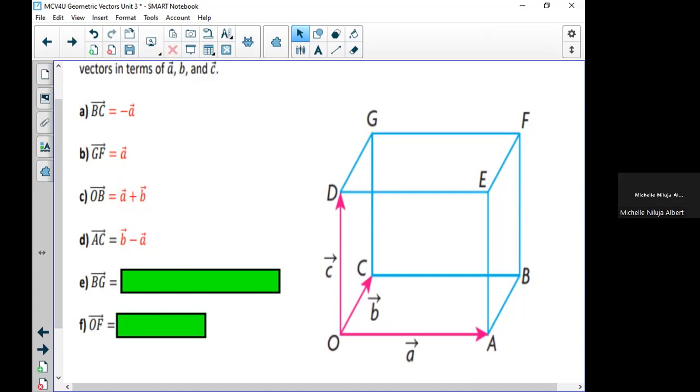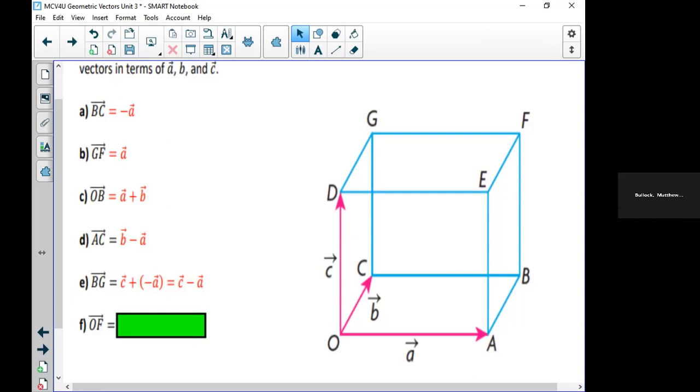Does anyone want to try? The next one is going to have 3 vectors. BG. I think 3 vectors. Actually, there's 2 vectors, but 2 different ways to write it. Does anyone want to take A? Yes. C minus A is 1. Which is the same as C minus A or C plus negative A.